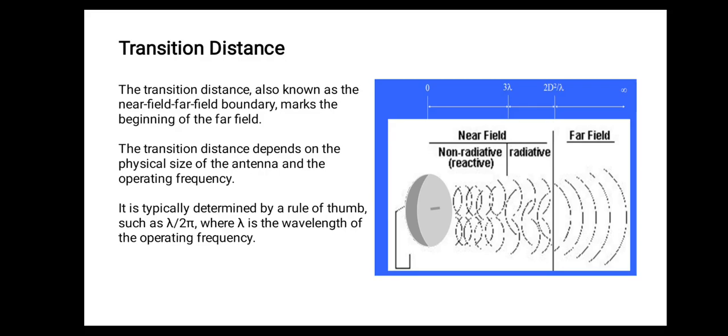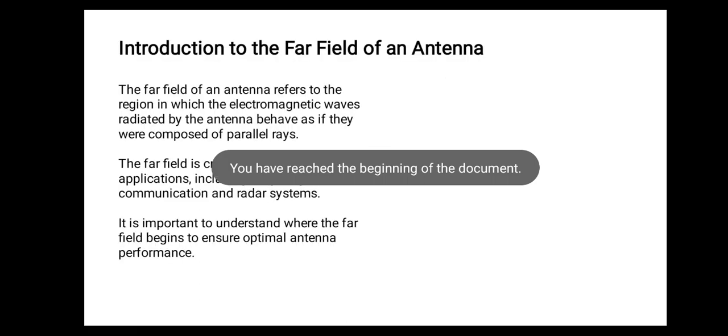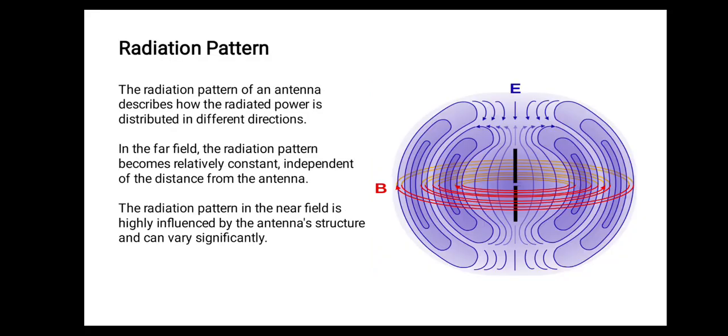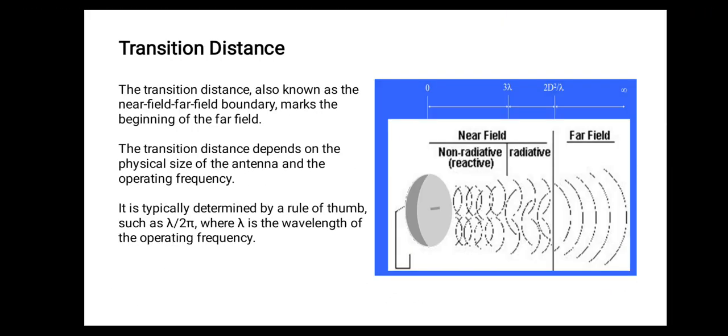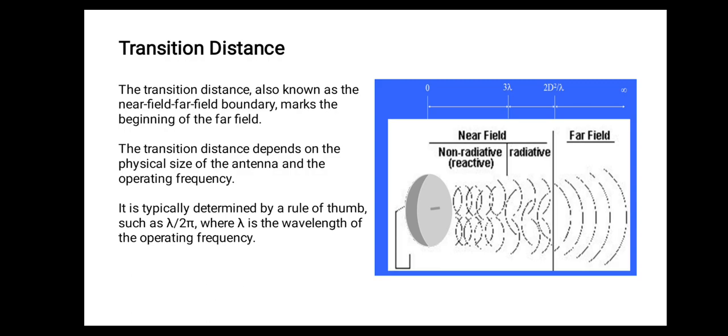The transition distance depends on the physical size of the antenna and the operating frequency. For further frequencies, we can use a rule of thumb, such as lambda by 2 pi, where lambda is the wavelength of the propagating frequency. We can also use the formula wavelength equals speed of light divided by frequency. This is also the specified answer for the region.